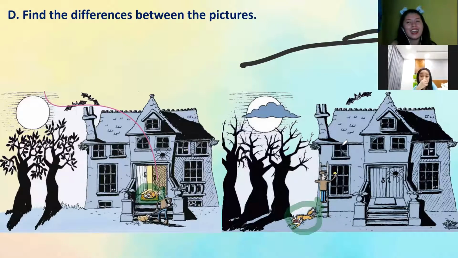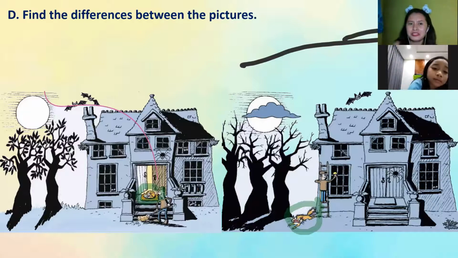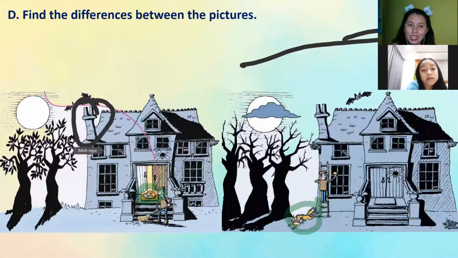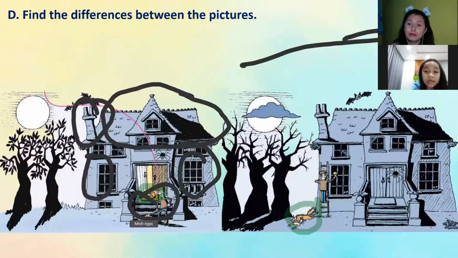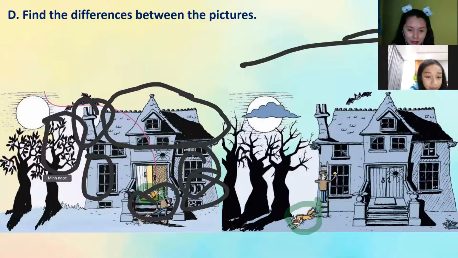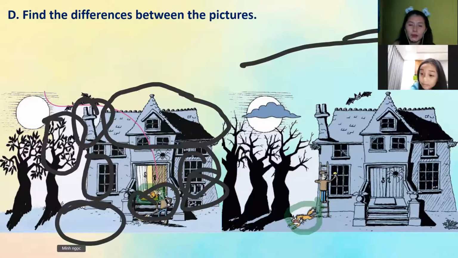Can you see that? Okay, what are other differences between the two pictures? Can you encircle? Chimney. Oh, chimney? What happened to the chimney compared to the other one? Okay. How about the other side? The differences from picture A to picture B.